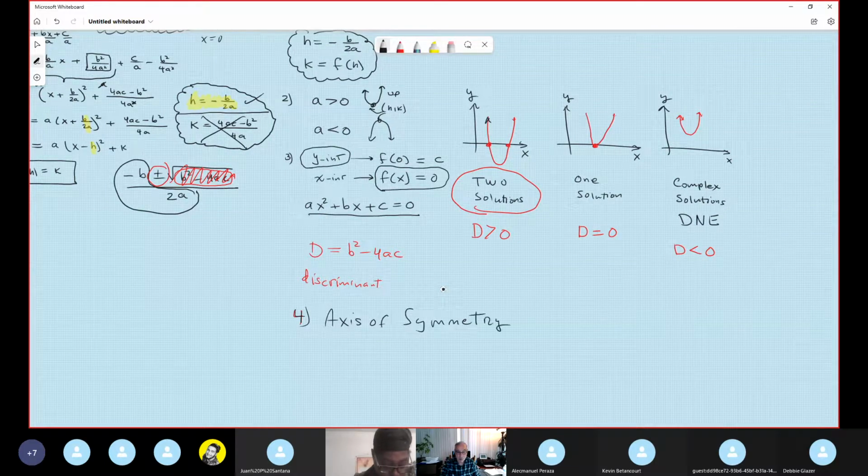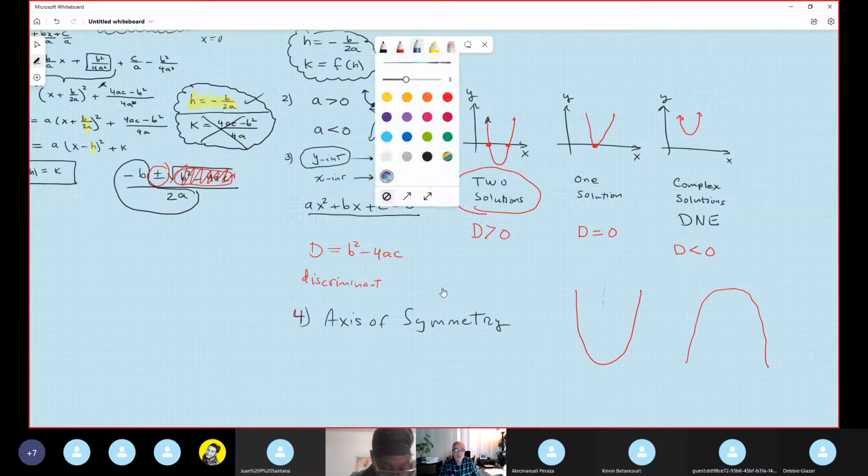What is that? Well, this is easy. Suppose we have the parabola, like that, like that. Open up, open down. And the axis of symmetry always is a vertical line passing through the vertex. Blue. Is the vertical line passing through the vertex.